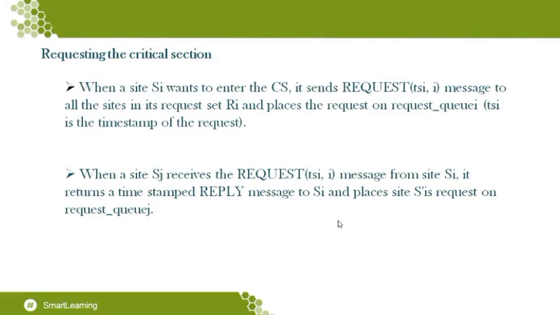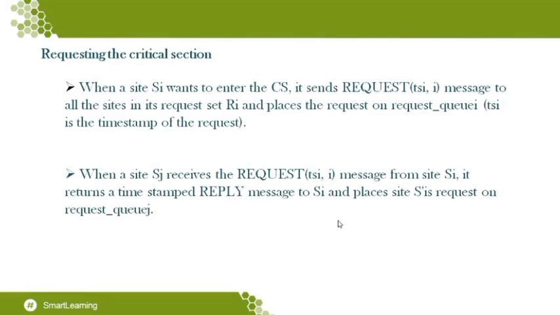message. Say for example, SI is sending the request message and SJ is receiving the request message. Once SJ receives a request message, it places the request in its request queue, and it also checks the timestamp of SI.